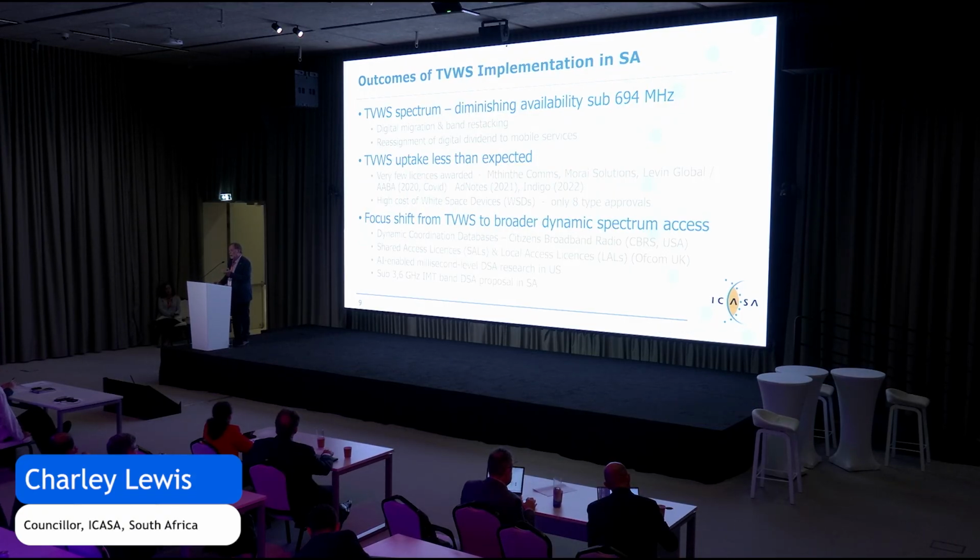So how did TV white space implementation in South Africa play itself out? There was diminishing availability of spectrum in the sub 694 megahertz band, partly because of digital migration and restacking, and partly also because analog TV still continues to transmit in South Africa. The uptake was considerably less than what we originally expected.